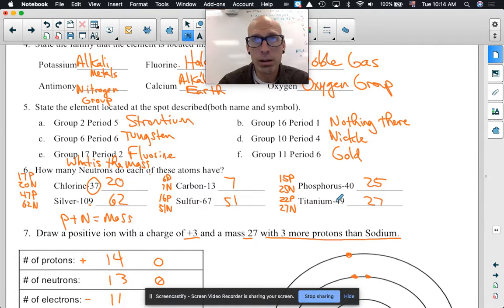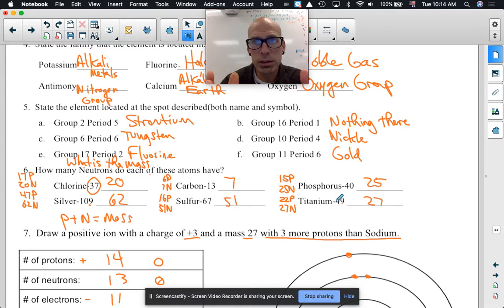Then for nonmetals, they're exactly the opposite. They are poor conductors of heat and electricity. They are brittle, not malleable. They are dull, not shiny. So those would be non-metallic properties.